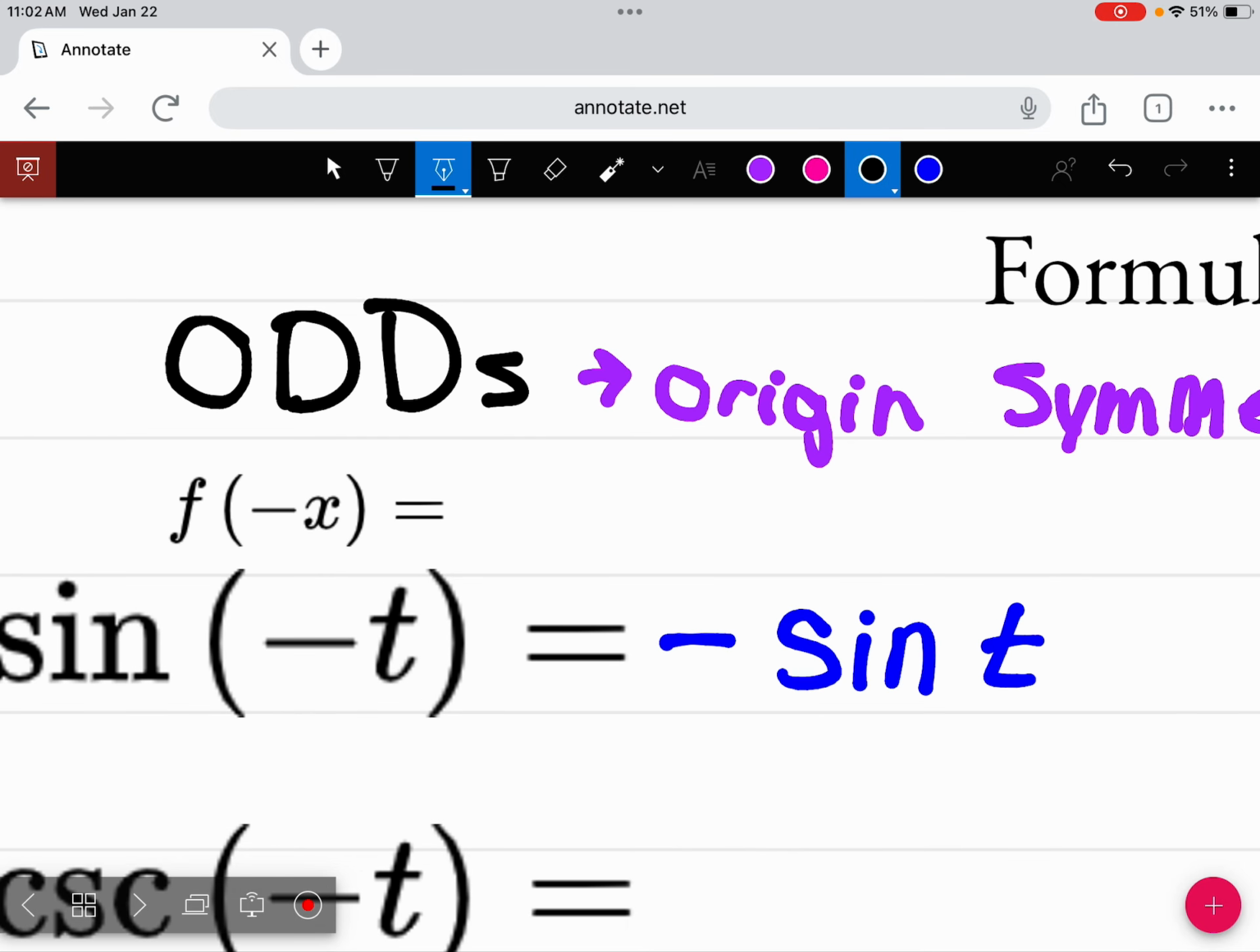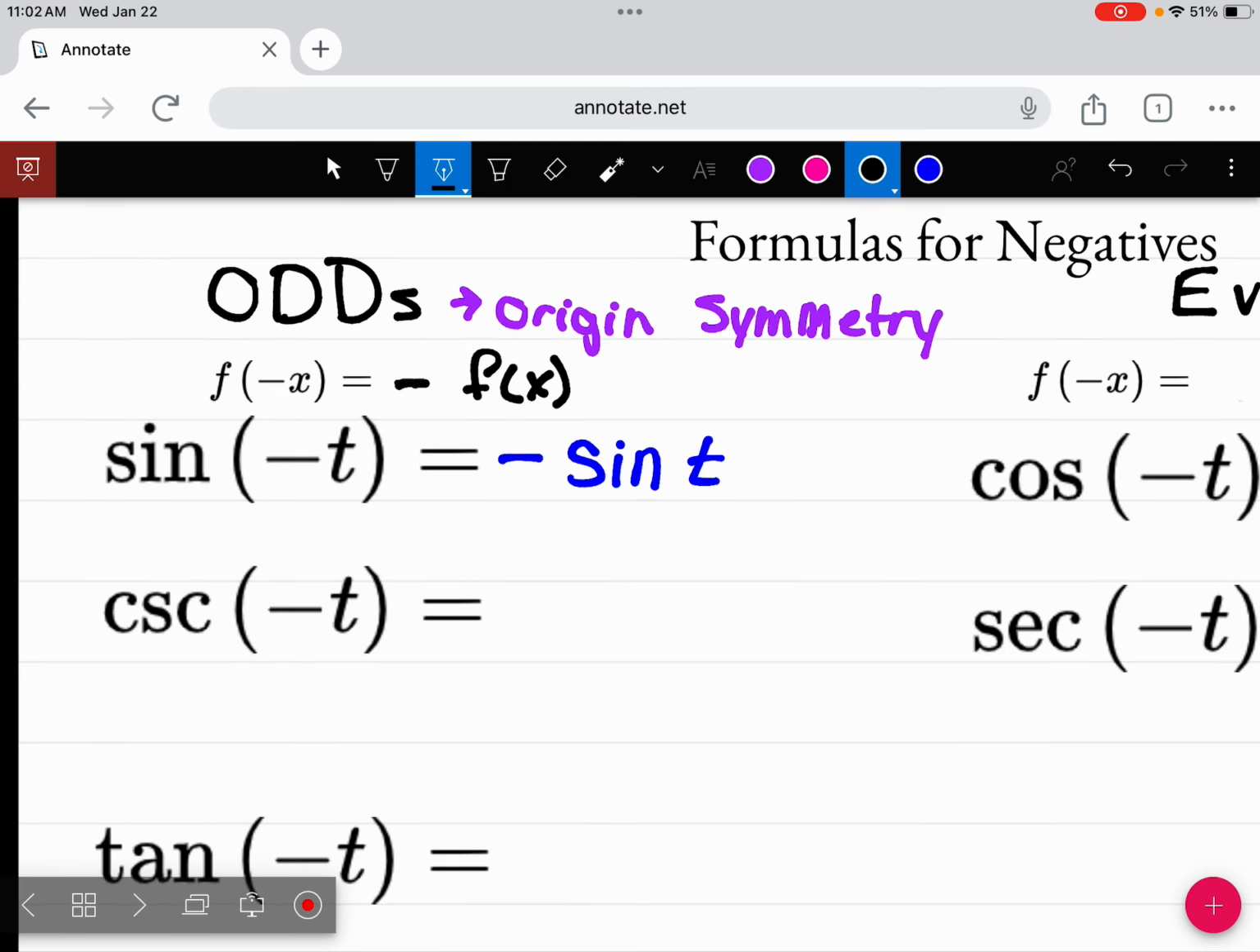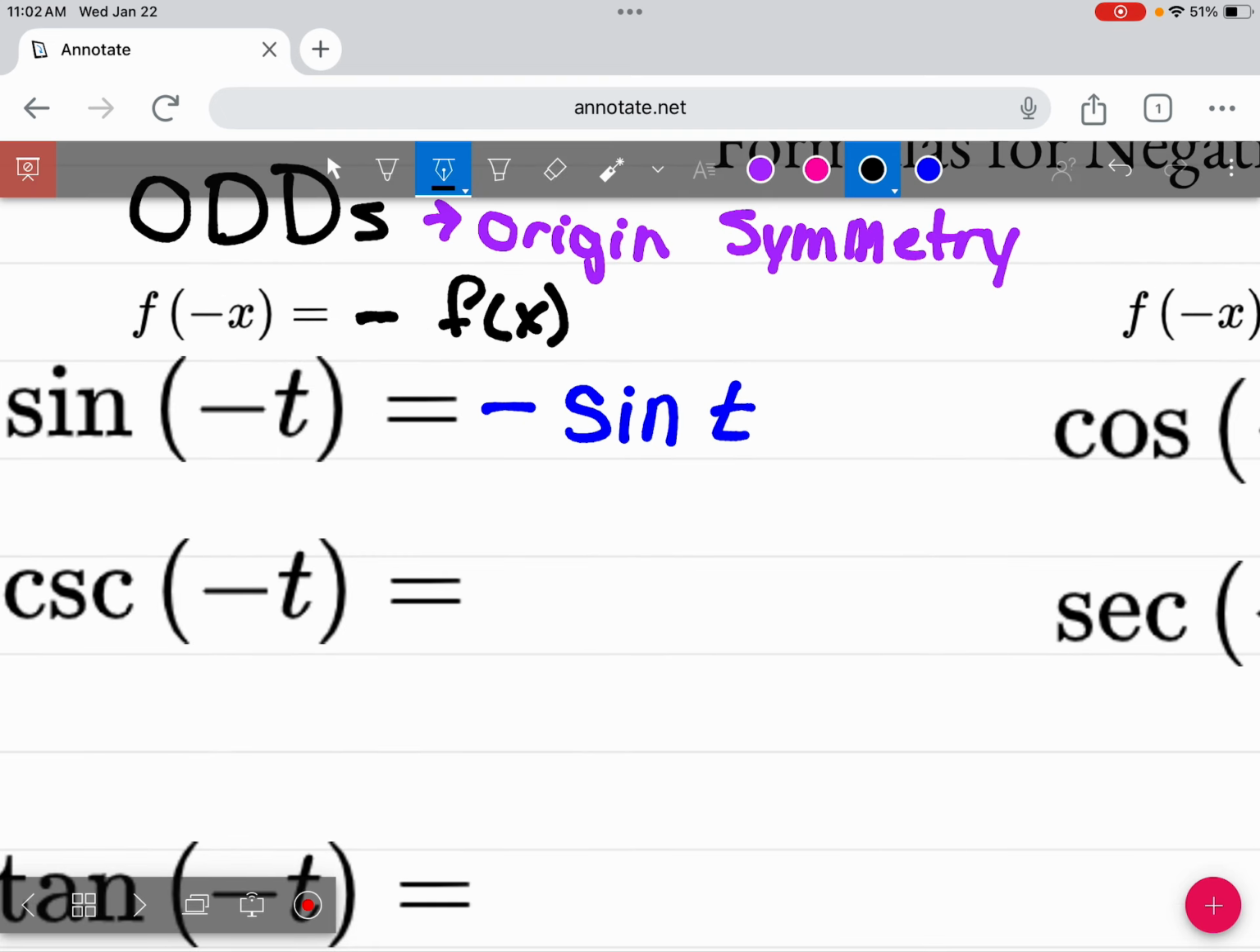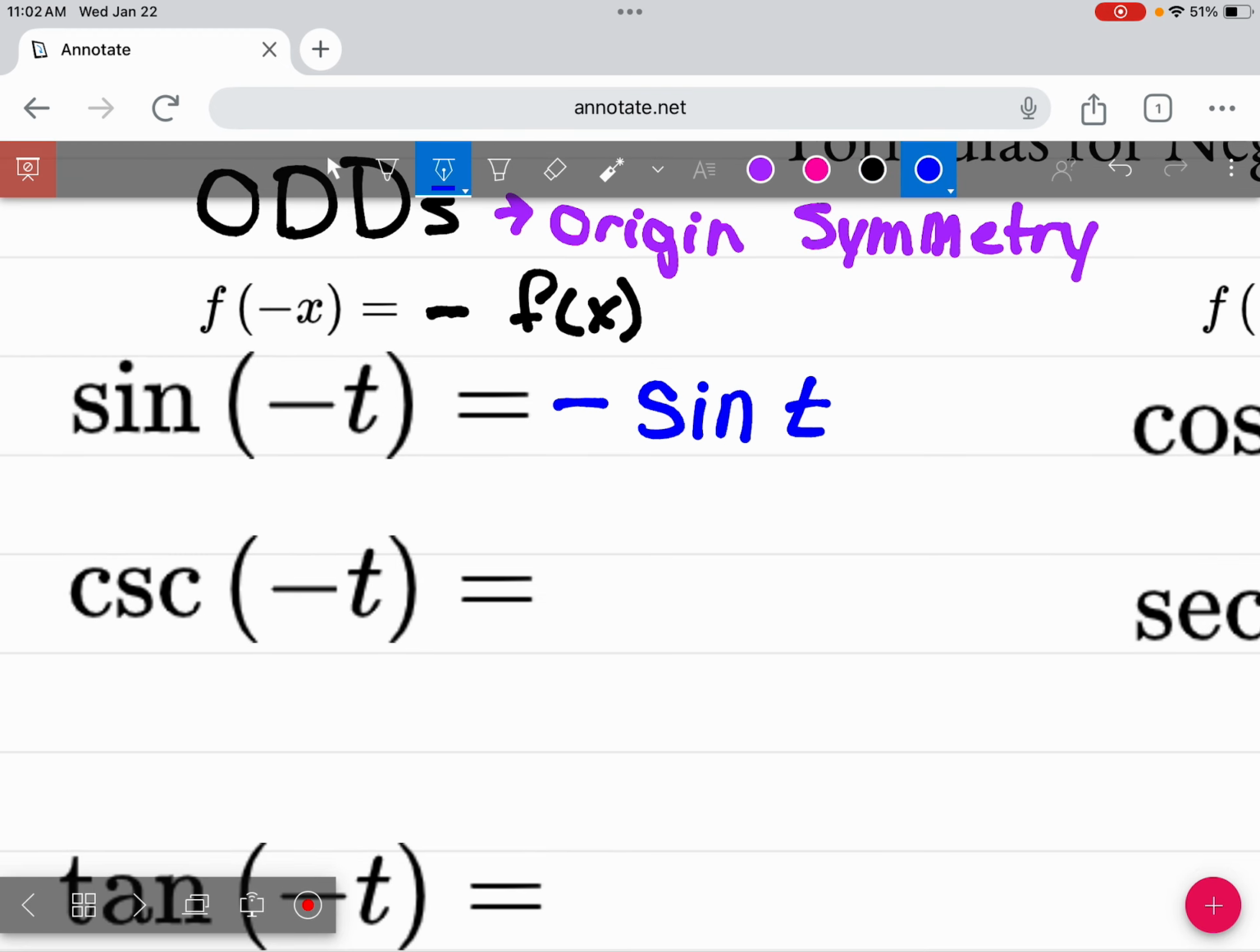So when we have odd functions, in general, if I took my f of the negative angle, or f of minus x, we get minus f of x. That's going to be true for all functions that have origin symmetry. So since cosecant is related to sine, cosecant does the same thing. So cosecant of a negative angle is the same thing as the opposite of cosecant of that angle.